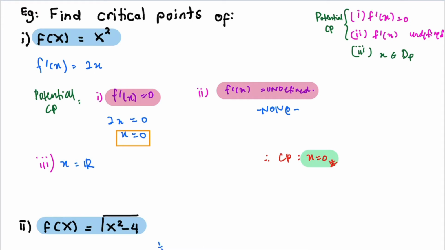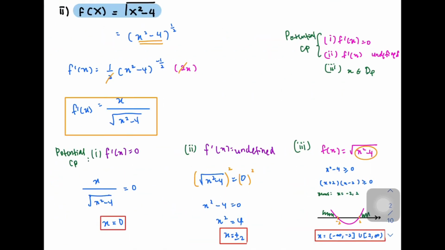Alright, so now the third step, we need to make sure that our x is within the domain of f(x). So let's see here, your f(x) is a polynomial, therefore x is all real numbers. So x equal to 0 is from your real numbers, therefore we can conclude that our critical point is x equal to 0.